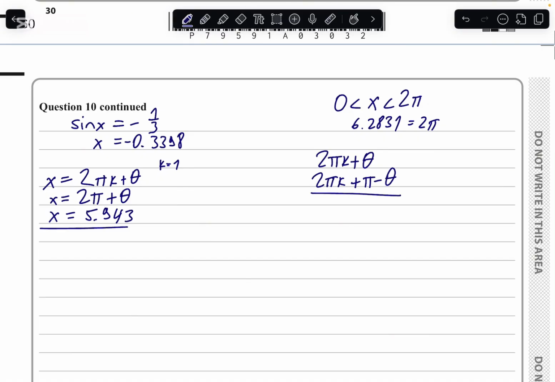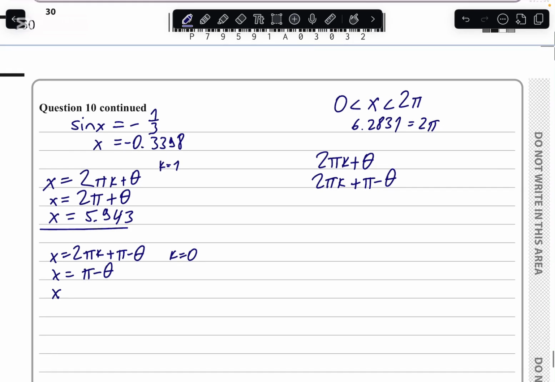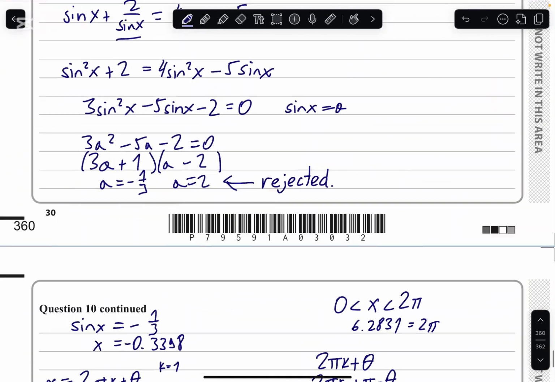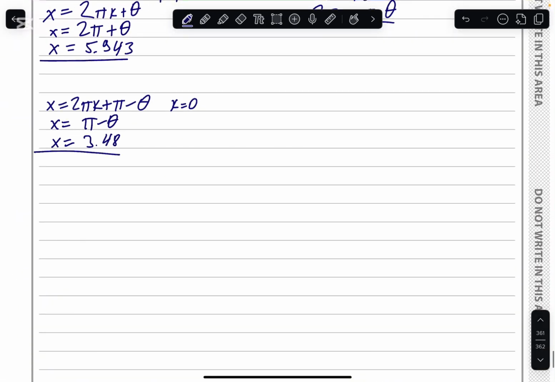Now we can go ahead and use this one here. So we get x equal to 2 pi k plus pi minus theta. We can try when k is equal to 0, which leaves us with just pi minus theta. So that is 3.48. We need to show our values to three significant figures. These are the only two values, so we can just go ahead and put those values. Remember, to three significant figures, so this is 5.94 and 3.48. Those are the two values for x.